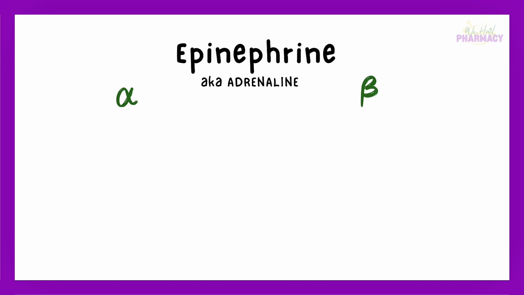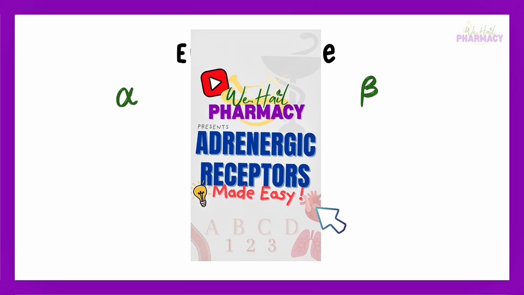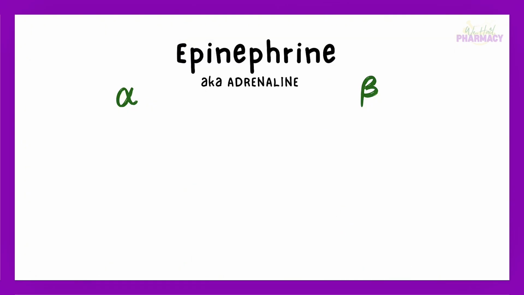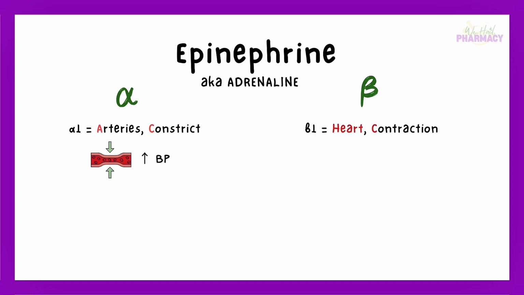And if you're interested in knowing the ways to remember the adrenergic receptors, you can check the link in the description. I have used the ABCD 123 method. So yep, again, it stimulates alpha and beta adrenergic receptors. Activation of alpha 1 causes vasoconstriction, which increases blood pressure. Beta 1 stimulation can lead to an increased heart rate and contractility.